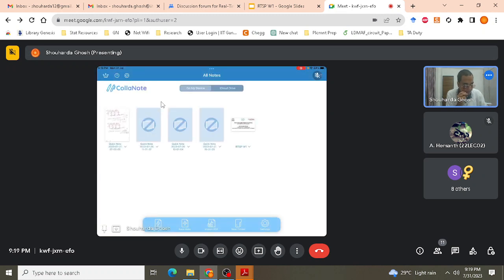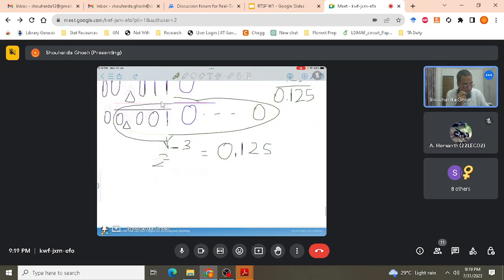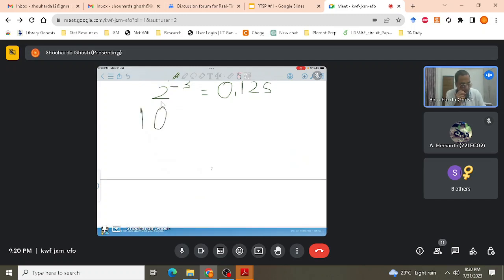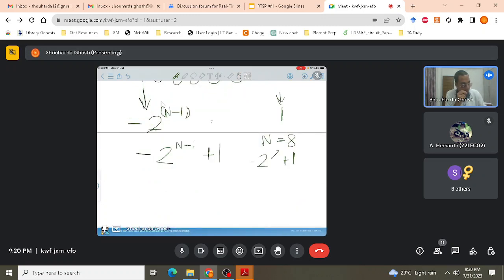1 and then multiple zeros. Okay, so this one, I guess, is the 7th bit. Since the MSB is always negative, it will be minus 2 to the power n minus 1, and this is 1, so it will be minus 2 to the power n minus 1 plus 1. Assuming n equal to 8, so it's an 8 bit number, it's minus 2 to the power 7 plus 1, which goes down to minus 127.